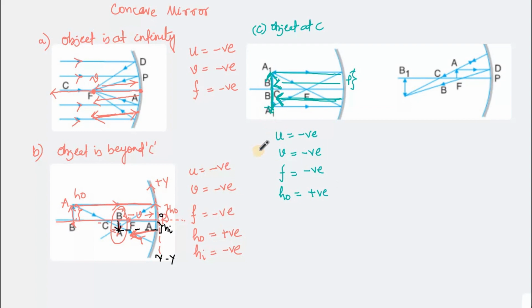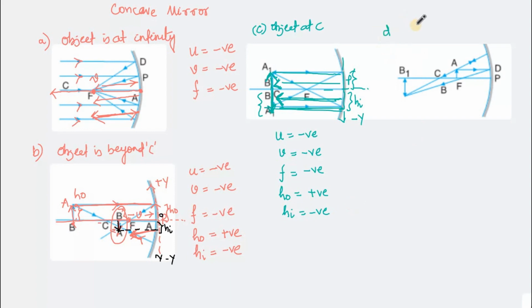Now the image is lying below the principal axis. So this is the height of the image. To measure it we have to drop a perpendicular like this. So this is your height of the image, which is along the negative y-axis. So the height of the image is negative.